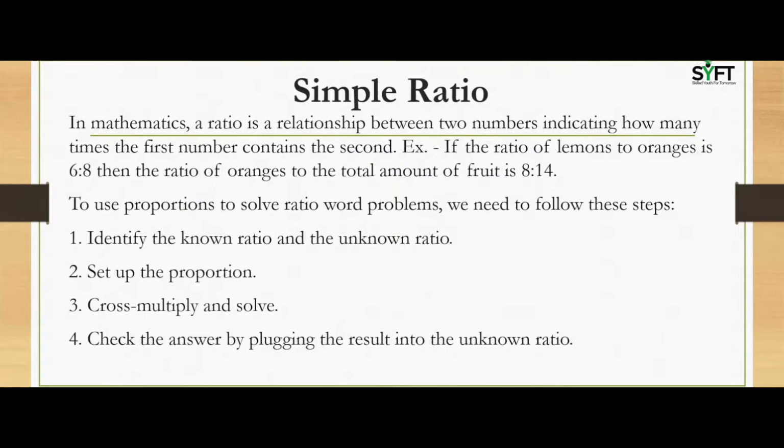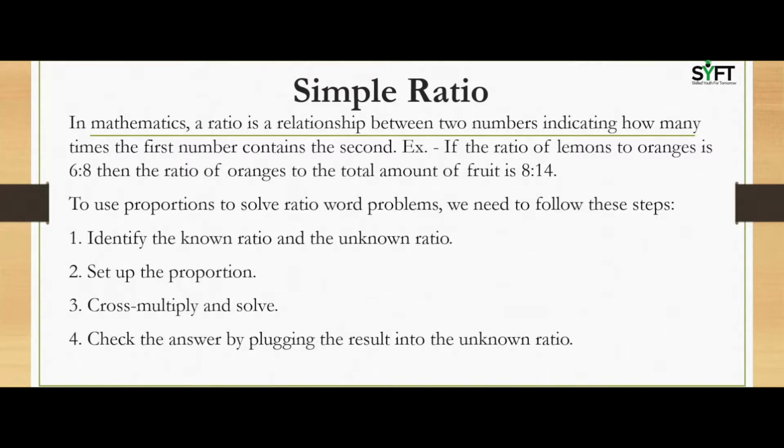Example, if the ratio of lemons to oranges is 6 is to 8, where the number of lemons is 6 and the number of oranges is 8, and the total number of fruits is 6 plus 8 is equal to 14. So if the ratio of lemons to oranges is 6 is to 8, then automatically the ratio of oranges to the total amount of fruit will be 8 is to 14 and the ratio of lemons to the total amount of fruits will be 6 is to 14.